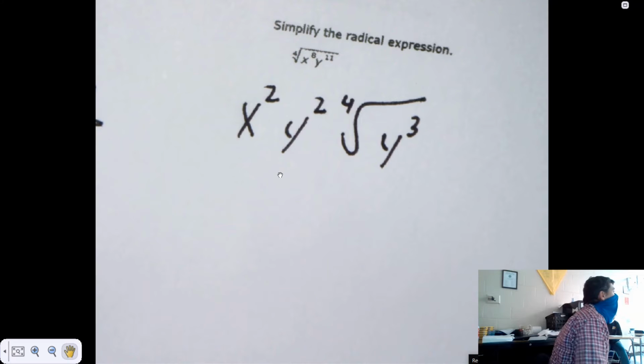Any of y'all get that right? I see at least one head nodder. I hope you got it right. Should.